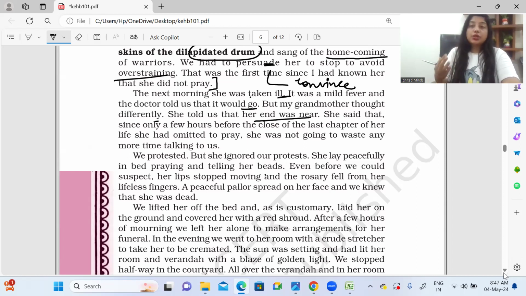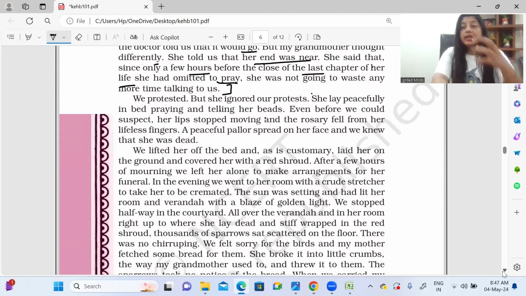So maybe it was an intuition that the grandmother had already intuited that maybe it's my end. She said that since only a few hours before the close of the last chapter of her life, she had omitted to pray. She was not going to waste any more time talking to us. And in reality, also, I mean, it is always said, I don't know if you must have heard stories that people who are going to die, they are very close in terms of their death and they get some kind of intuitions.